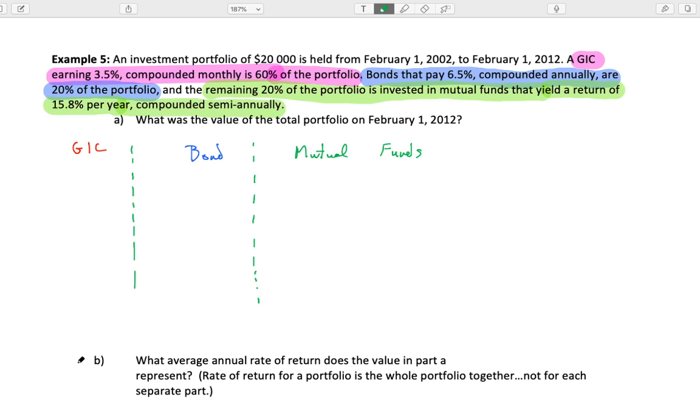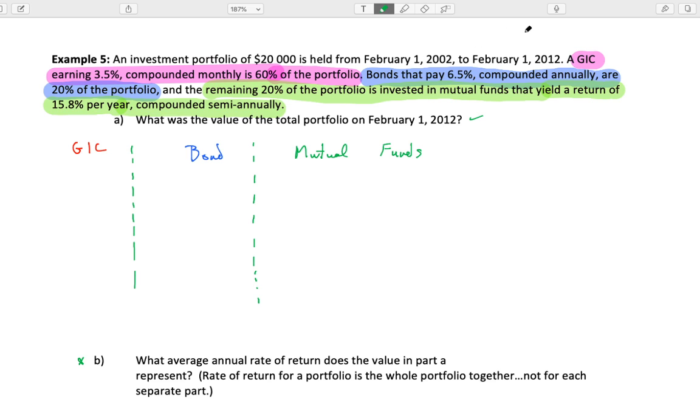I'm going to read question B. So question A, what is the value of the total portfolio? Okay. Question B, what is the annual rate of return? What average annual rate of return does the value in part A represent? All right. So let us get started.